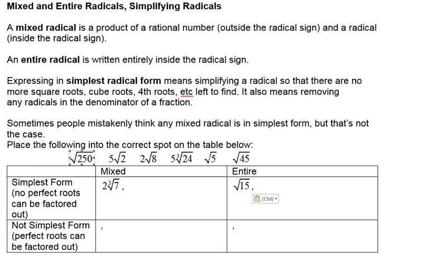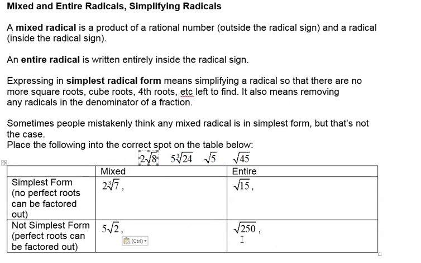Square root of 250. Well, again, it's entire. There's nothing outside the radical. But 250 can be factored into 25 and 10. And 25 is a perfect square, so it's not in simplest form. 5 root 2. We've got something outside the radical, the 5, so it is a mixed radical. The root 2 part of it, we can't factor out any perfect squares, so it's going to be in simplest form.